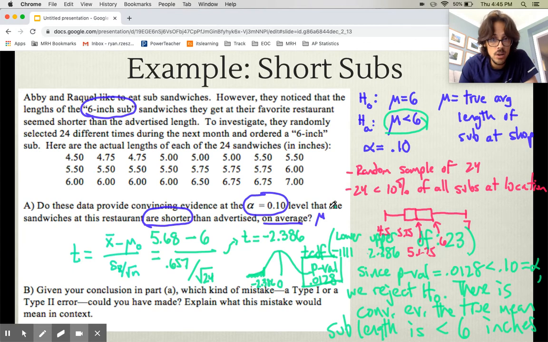So based on our conclusion that we just got done with here, could we have made a type 1 error or a type 2 error, and then explain what this would mean in context? Please pause me, think about that, and answer that bottom part yourself. I'm going to pause myself and come back with an answer here.